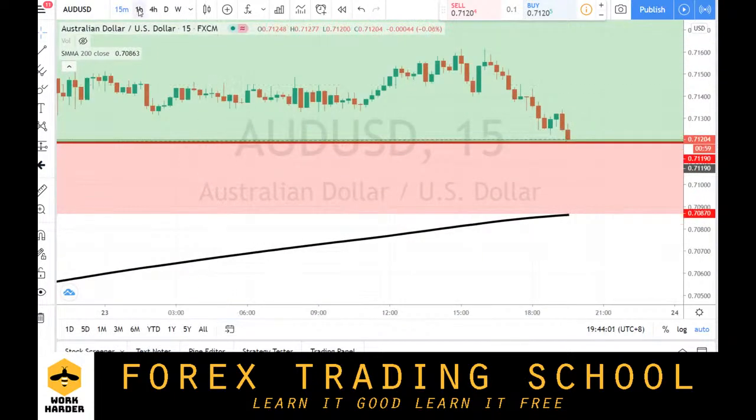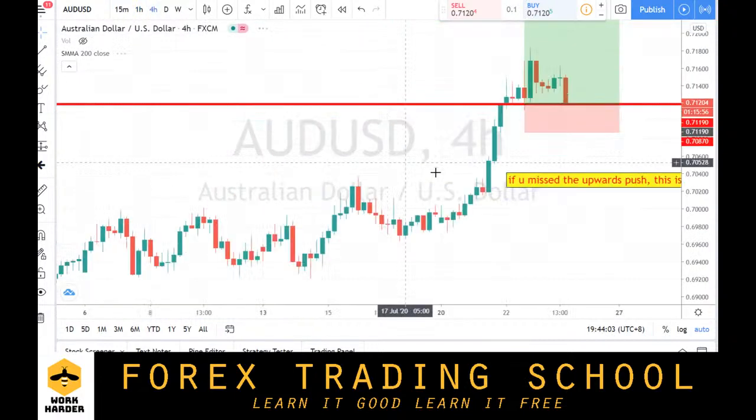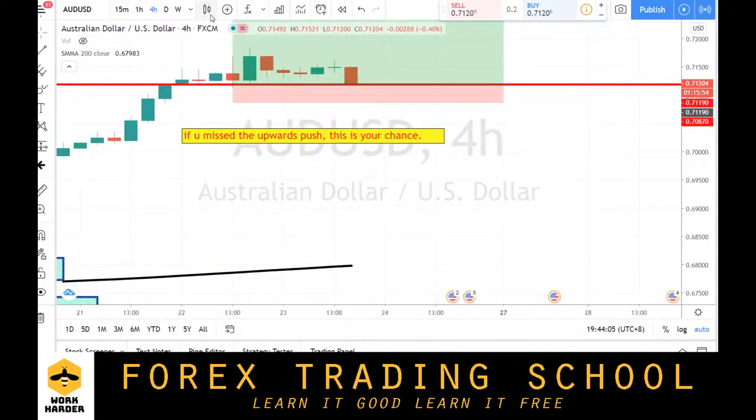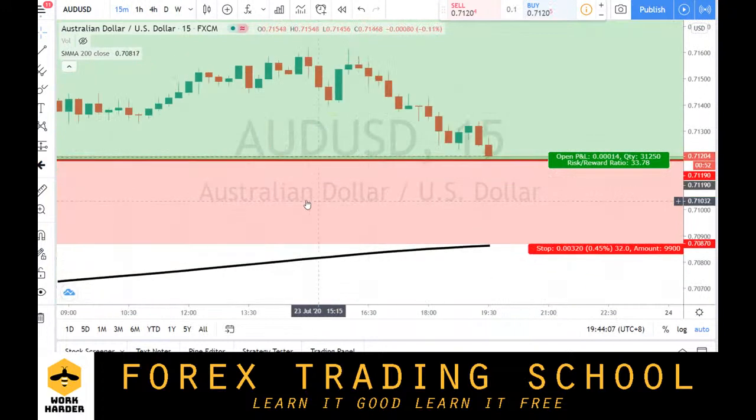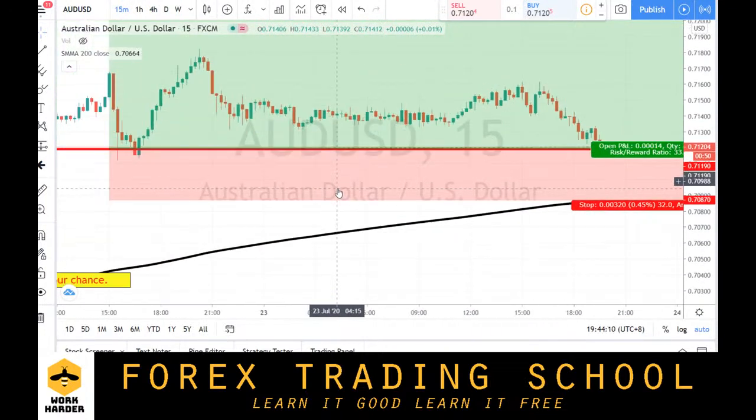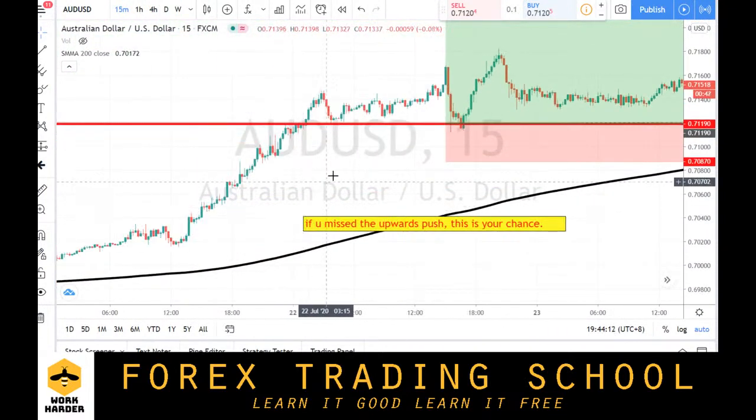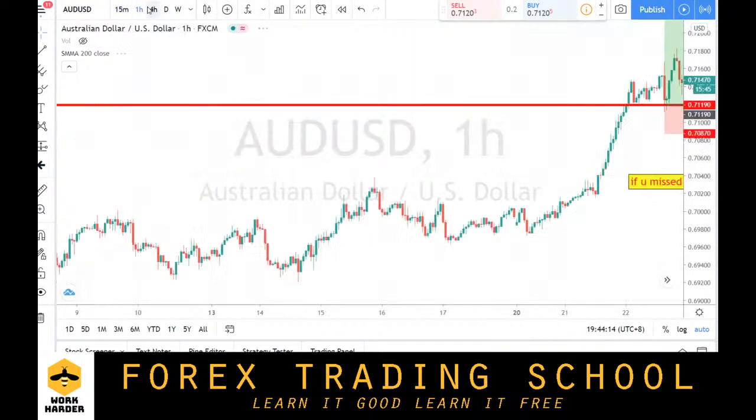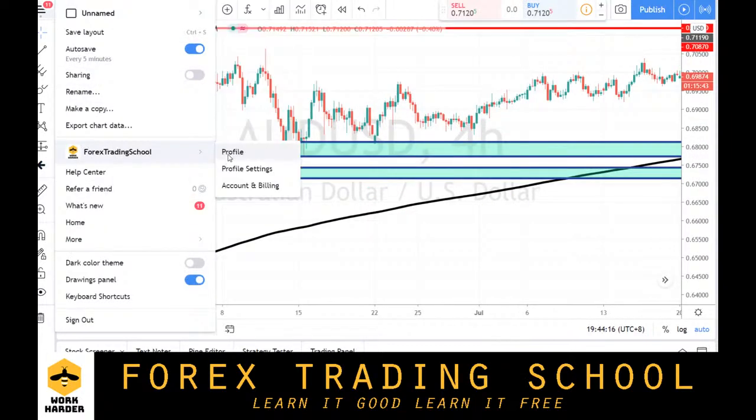Today we are going to show you how we day trade on Aussie USD. You can see the move has come back. We have basically traded two times for this pair. First time we traded when we traded this pair.